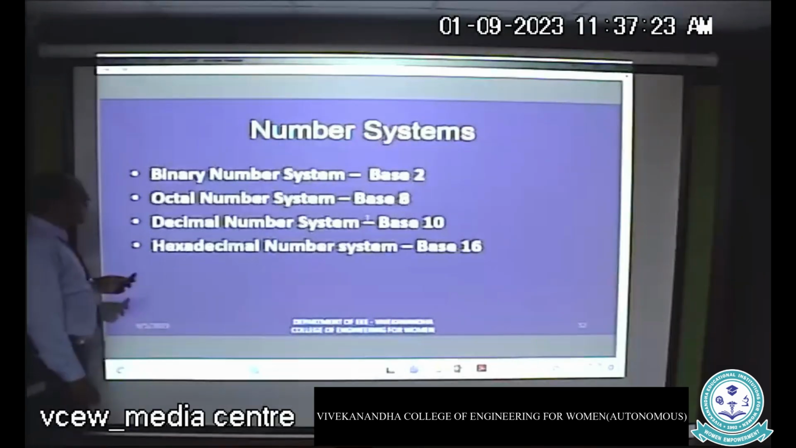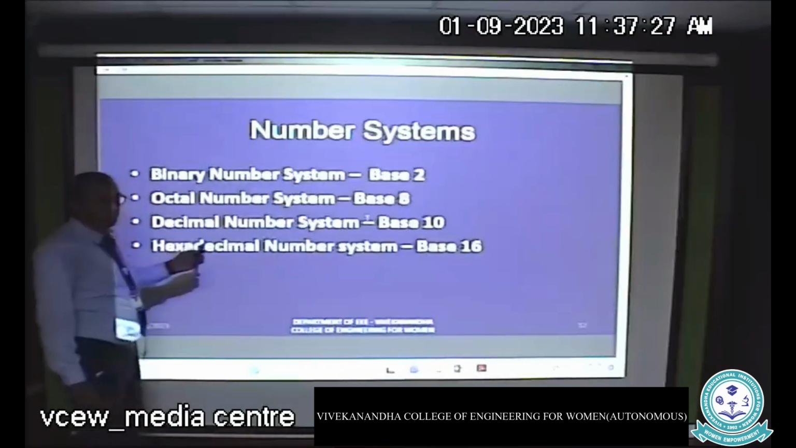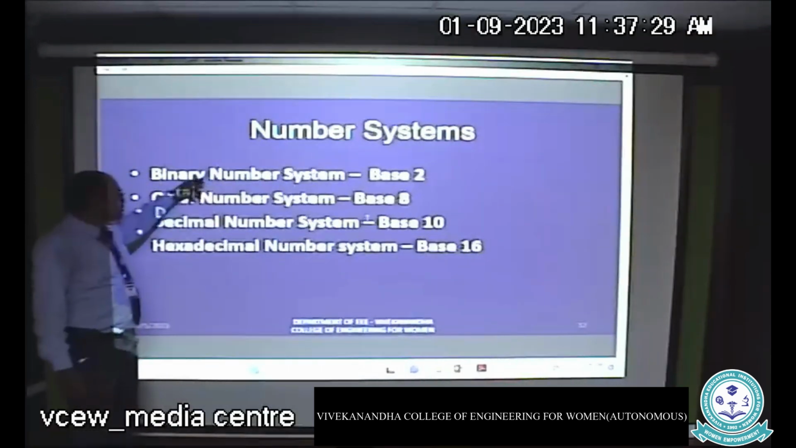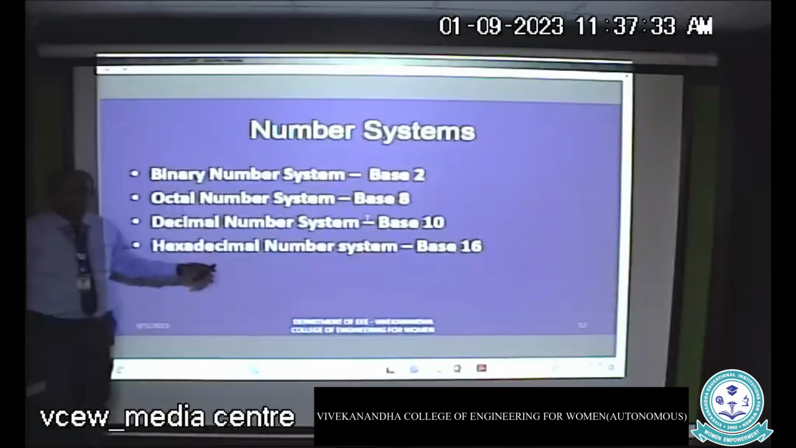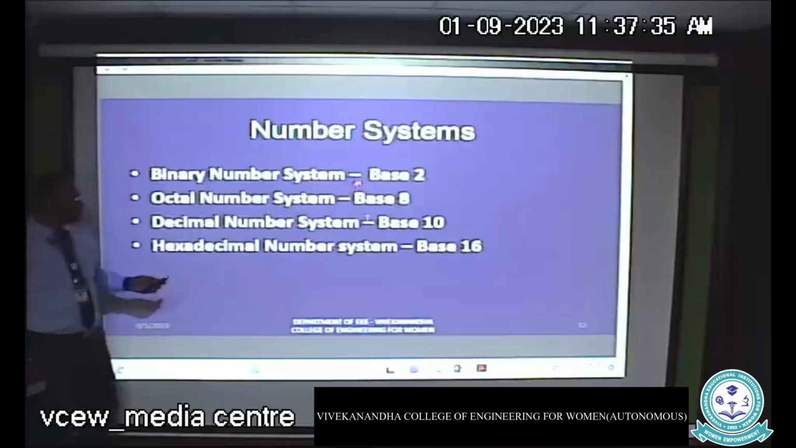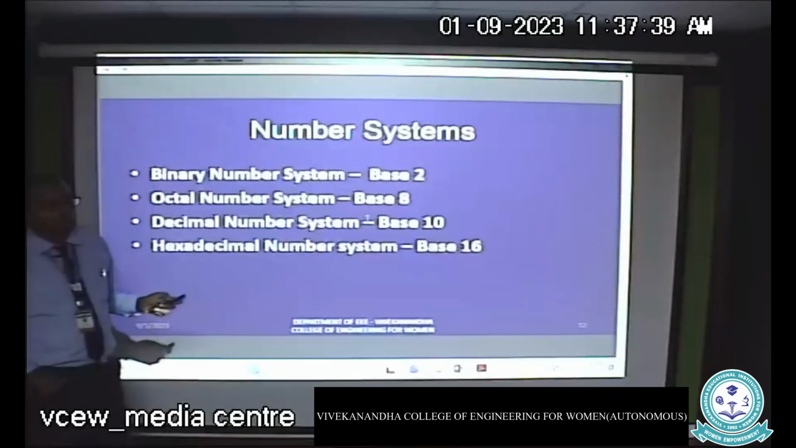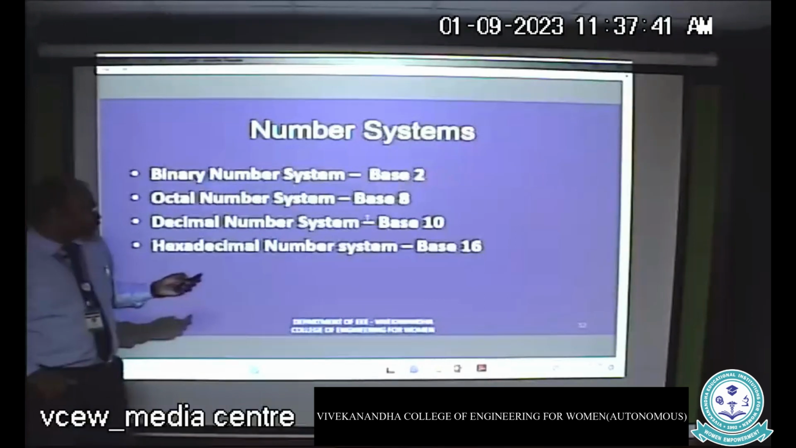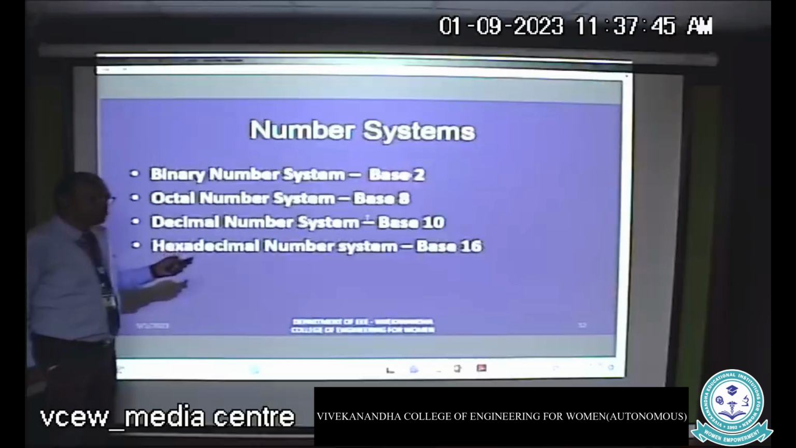And coming to number systems, in our syllabus we are given 4 number systems: binary, octal, decimal and hexadecimal number systems. In the binary number system, we start with the nature of the binary number system. How to identify it? It has the base 2, right? Bi stands for 2, and naturally the base is 2.